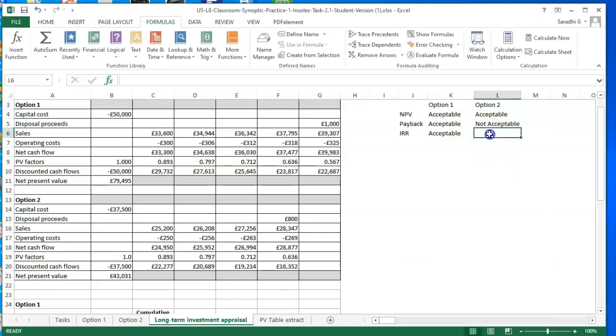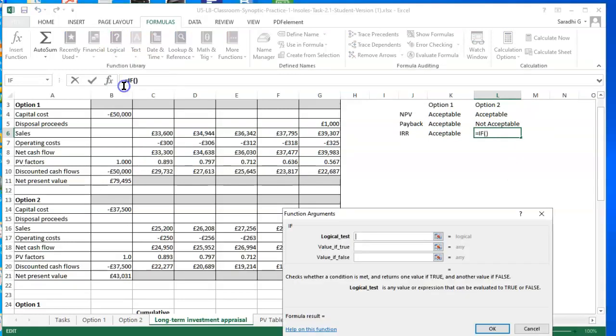Okay, do the same for the other one. Logical IF, is greater than 0, acceptable. Otherwise, not acceptable.